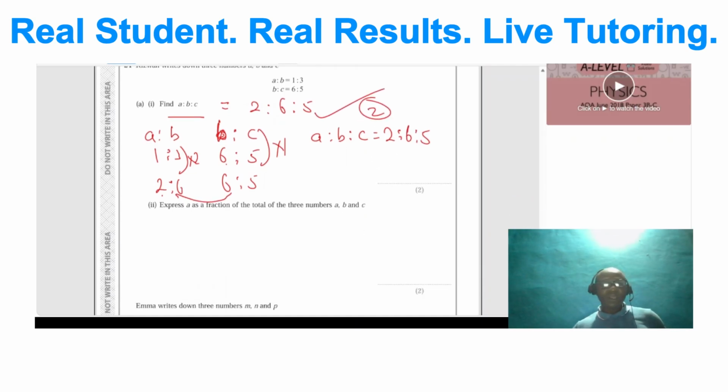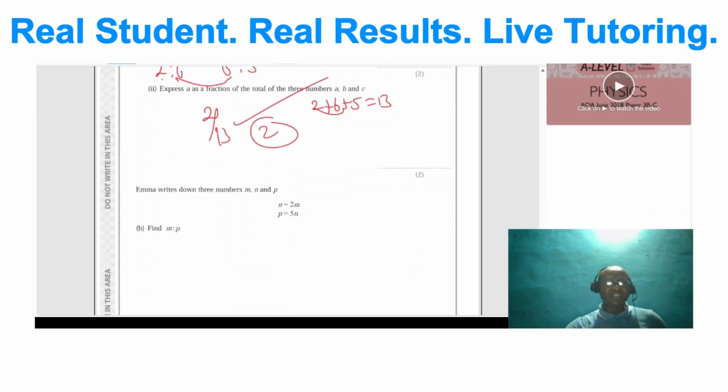Then for question number 24 AII, express A as a fraction of the total of the other 3, ABC. So what do you think? 2 over 13. Let's see. We add the 2 plus 6 plus 5. This is 8. 8 plus 5 is 13. So the ratio of A is 2 over 13. Give it 2 marks. You are correct.